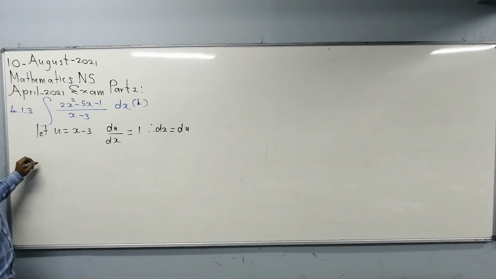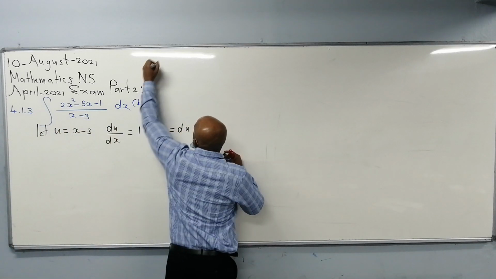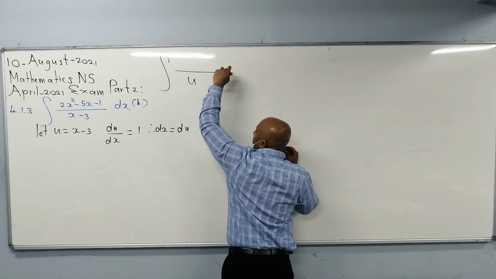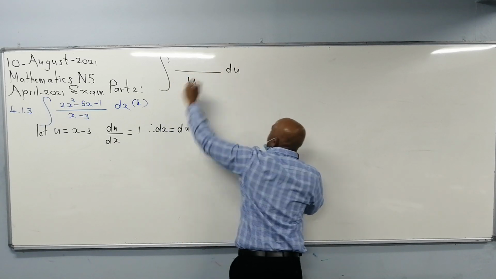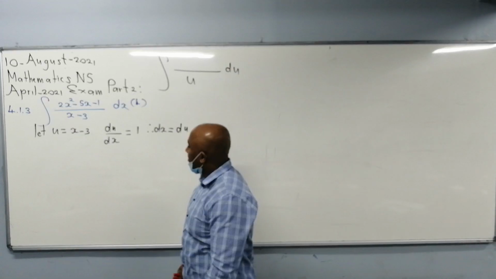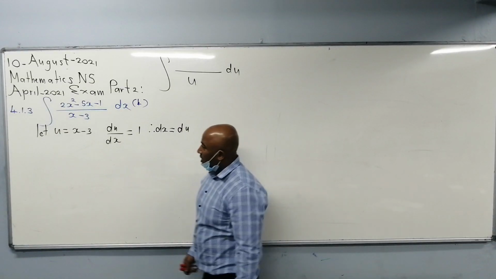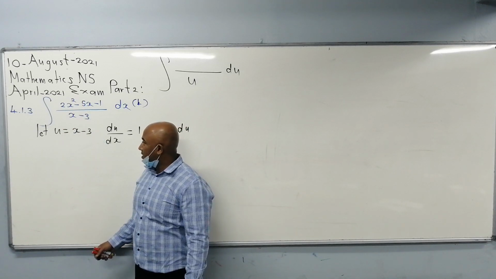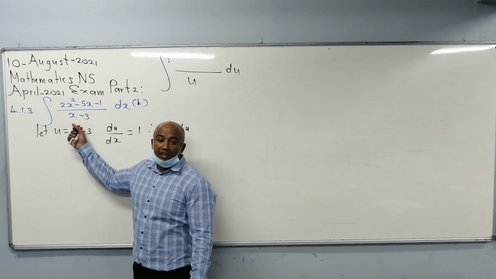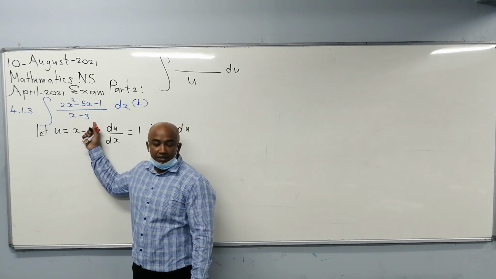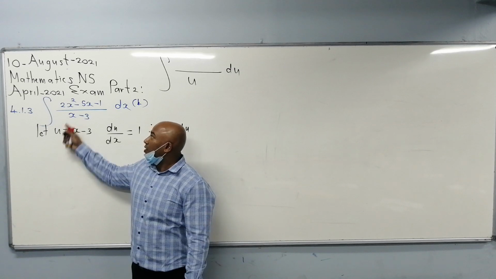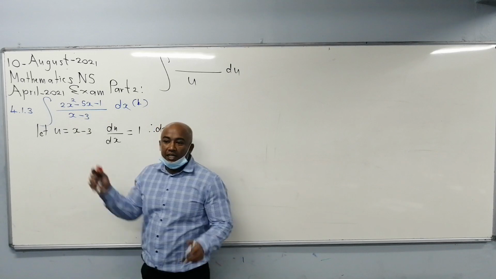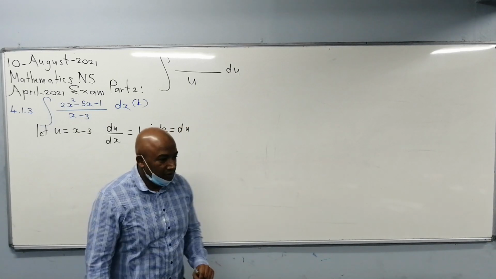Now, let me just write it out here. We have u, and in place of dx we have du. That's the only thing that we have. We've got a problem now, because we have a substitution for x minus 3, which is u, but we do not have a substitution for x squared, or for x. Basically, we need to get x in terms of u here.